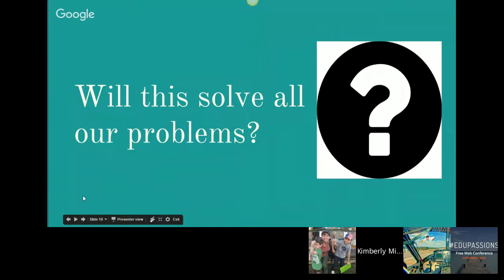There are a myriad of other problems that two apps or two web services are not going to be able to combat, but at least I think it's a step in the right direction.